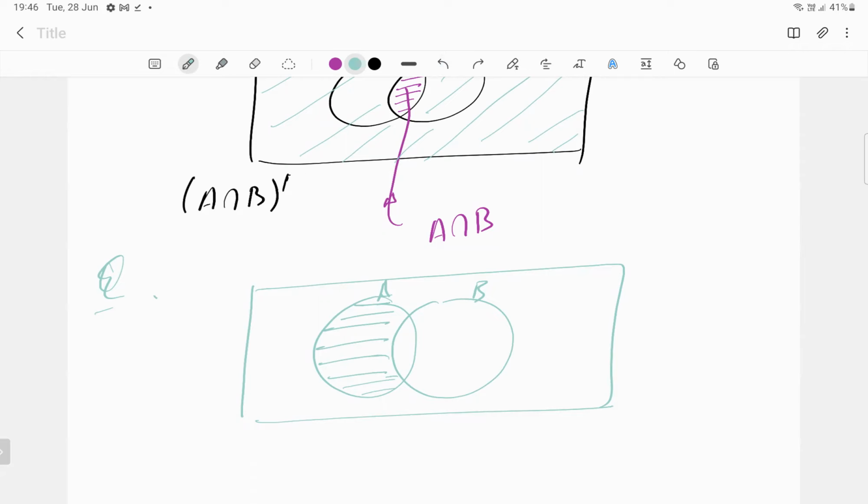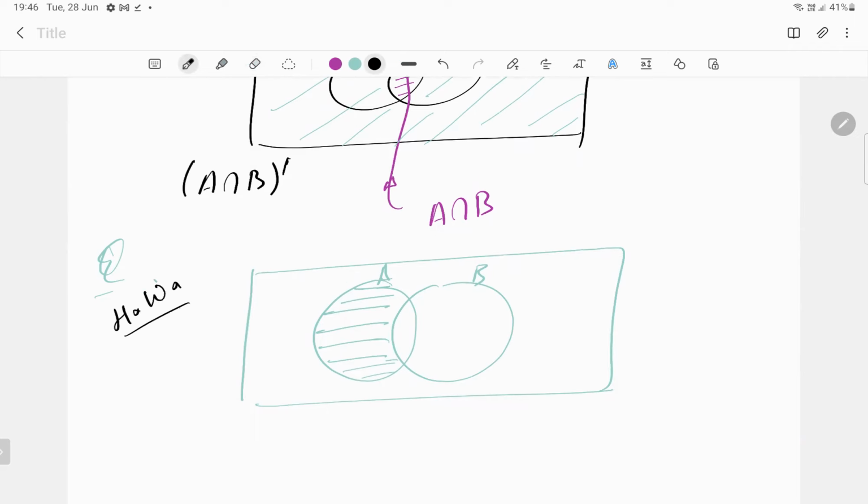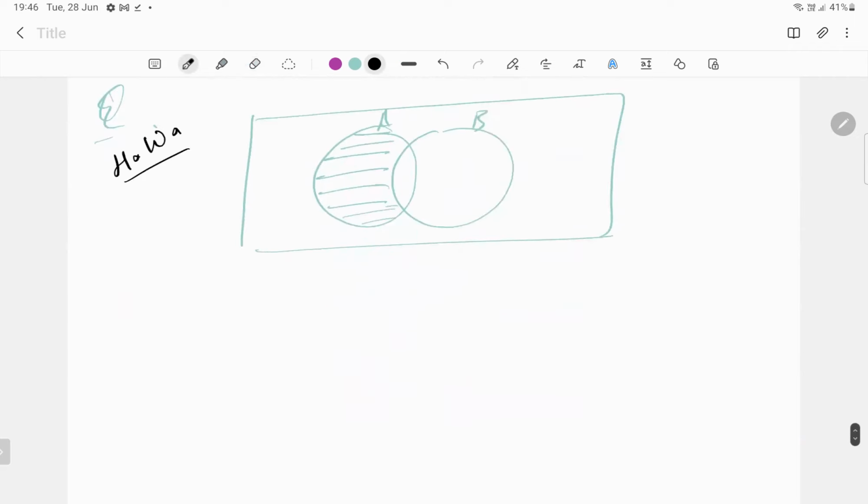So can you write this as A union B minus... Okay, this is your homework. Tomorrow I want to see. Anyway, write it as homework. Number 1, number 2.